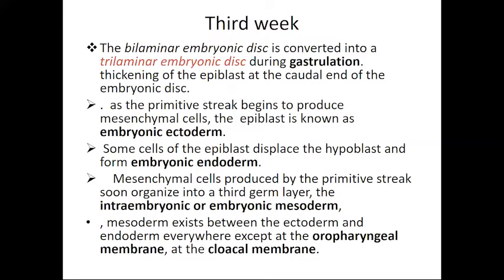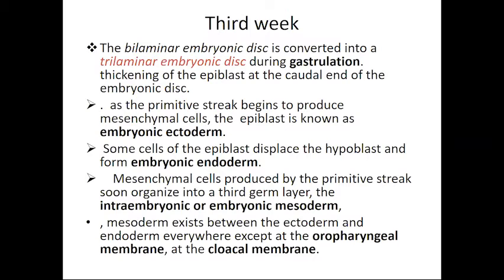Then in the third week, the bilaminar embryonic disc is converted into a trilaminar embryonic disc. That is what we call gastrulation: thickening of the epiblast at the caudal end of the embryo. The primitive streak produces mesenchymal cells. Epiblast is known as ectoderm. Epiblast displaces the hypoblast, which is going to be called your endoderm. And then in the center we have the intraembryonic mesoderm, between the ectoderm and the endoderm, which is going to separate the two, as I've already told you.